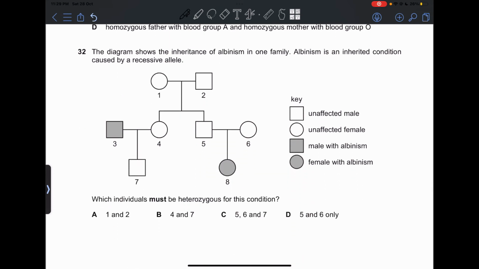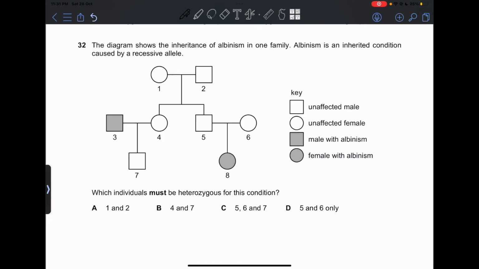So our answer is going to be A because we got the blood group O. 32. The diagram shows the inheritance of albinism in one family. Albinism is an inherited condition caused by a recessive allele. Which individuals must be heterozygous for this condition? So over here we have the first generation, which is 1 and 2.